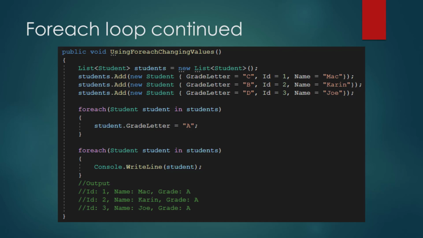While you can change the value of properties in the list, don't try to change the list itself by adding to it or removing from it while inside of the for each loop. Doing so will break your application.